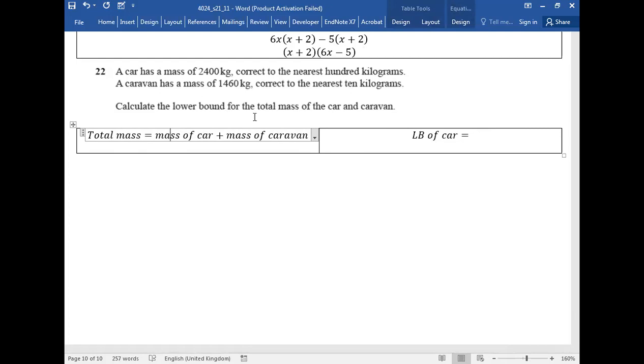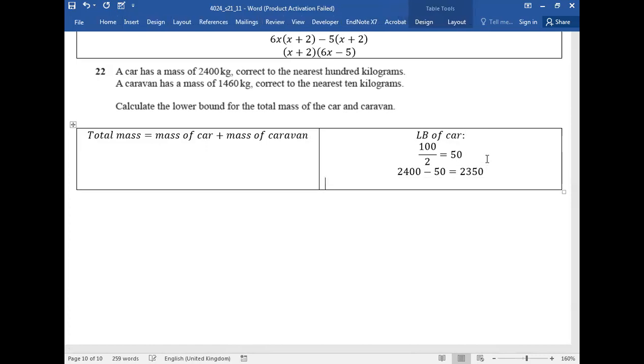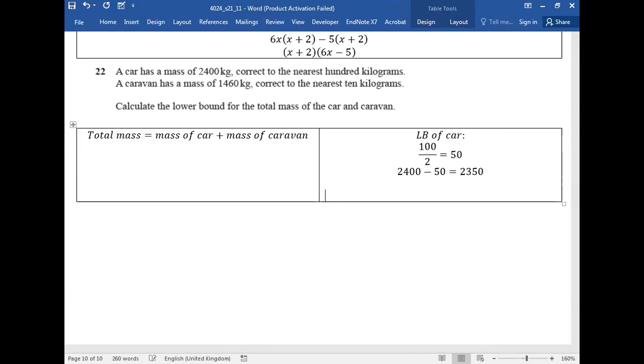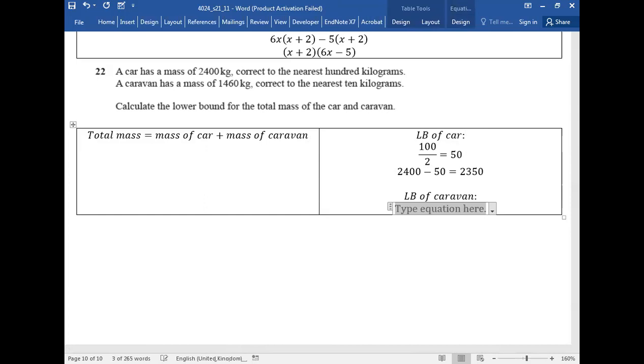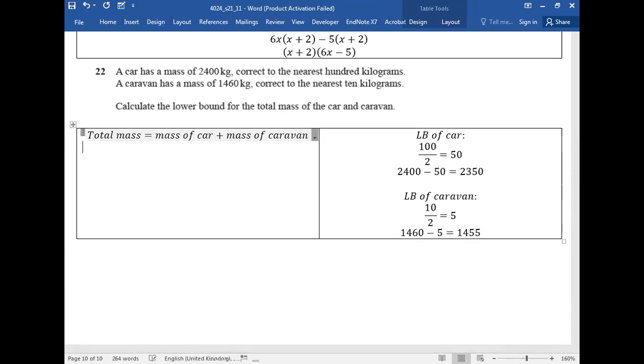Is this clear? So the lower bound of car: how do we find it? It is to the nearest 100 kilograms, so 100 divided by 2 is 50. Subtract 50: 2400 minus 50 is 2350. Good. Then we get the lower bound of the caravan, which is to the nearest 10 kilograms. 10 upon 2 is 5. So 1460 minus 5 is 1455. So for the total mass, the lower bound of both: 2350 plus 1455.